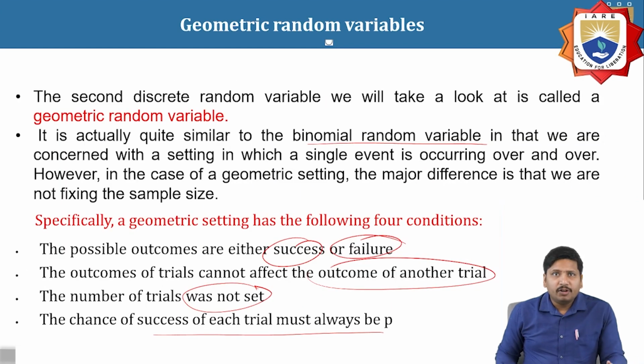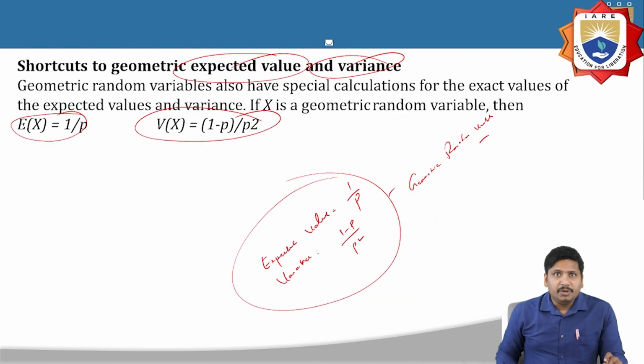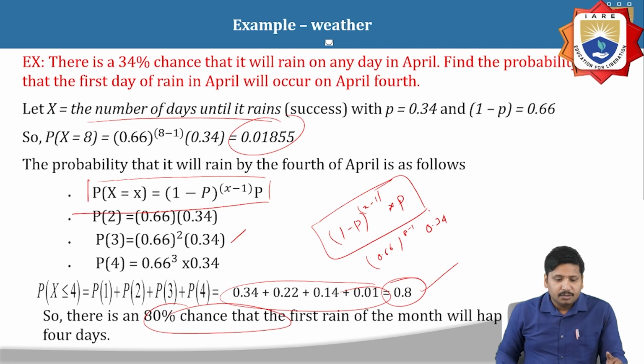So the geometric random variable is the second variable, which has a fixed set of conditions. That means the outcomes should be either success or failure, and the outcome of one trial cannot affect another trial, and the number of trials is not set, and the chance of success should be p. So this is the example I told, and the mean or expected value is 1 by p, and the variance is 1 minus p by p square.